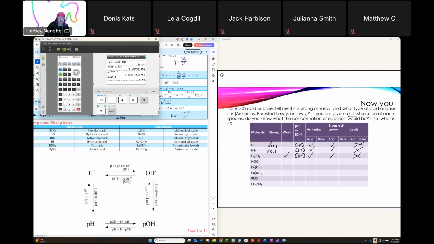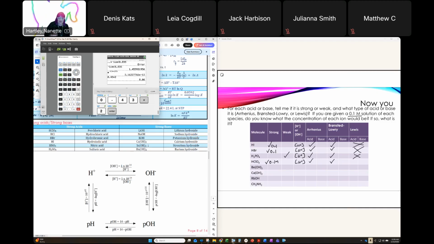Okay. We talk about HClO4. That is a strong acid. We know that this is 0.1 molar for that. We know it's an H+ donor. We know that it fits the Arrhenius definition because it's an H+ donor, and we know that it fits the Bronsted-Lowry definition because it's an H+ donor. Okay. Our acids are typically pretty boring. They're either Arrhenius and Bronsted-Lowry or Lewis. So one or the other.